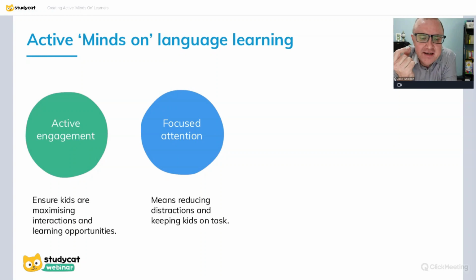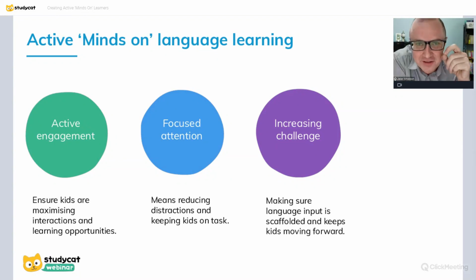Focused attention is all about 2 things. One, it's reducing distractions. It's reducing all the other things that are happening around you. Now, that doesn't mean that you need to have no music or no sounds or anything, but it's reducing all the other things that are influencing that learning. And it's about how do you keep kids on task? And you will see that the best way to keep kids on a task is to keep on increasing their challenge. So you'll start to see how these work together.